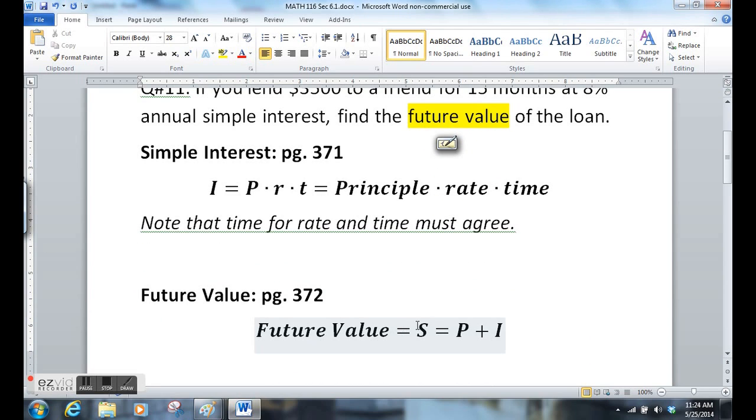S is the letter they use to designate future value, and I don't know why, but I always think Superman's from the future, but then I remember, no, he's not from the future. He's just from outer space.